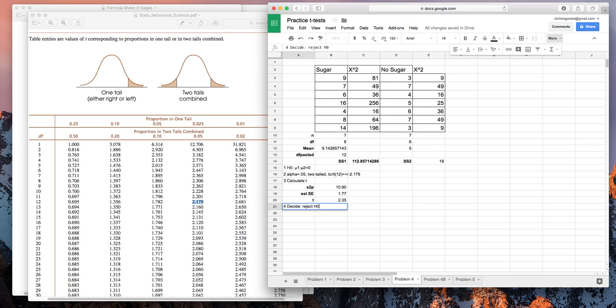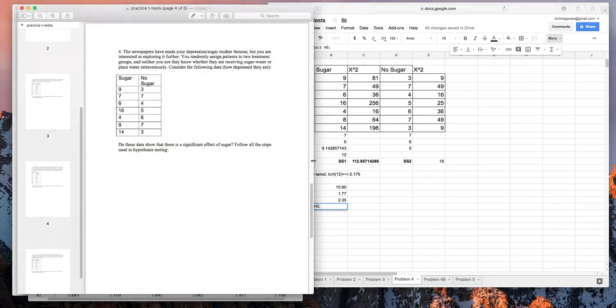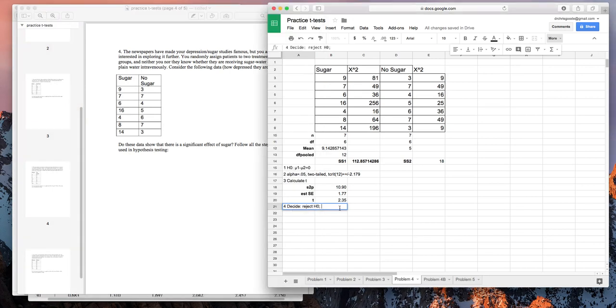We really wouldn't write in a paper that we rejected the null, but we would write a sentence like this. Sugar, or let's go back to our question. What was it? Okay. Intravenous sugar water significantly increases depression scores when compared with plain water. And we had 12 degrees of freedom pooled, and our value is 2.35. And the p-value that's associated with that, we don't know what it was, but we do know that it's less than what our alpha was. And that's it.